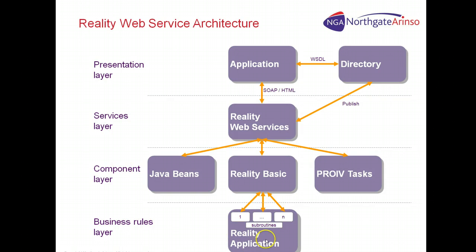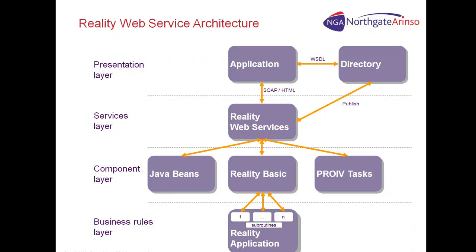Firstly, there's the business rules layer, which is the Reality application, typically consisting of DataBasic subroutines and programs. Secondly is the component layer, which is the DataBasic compiler and runtime. Thirdly is the Reality Web Services layer, which defines the interface that builds the WSDL definitions based on the defined business rules. And finally, we have a presentation layer, which makes use of the WSDL via SOAP messages and puts it into a typical HTML web application.